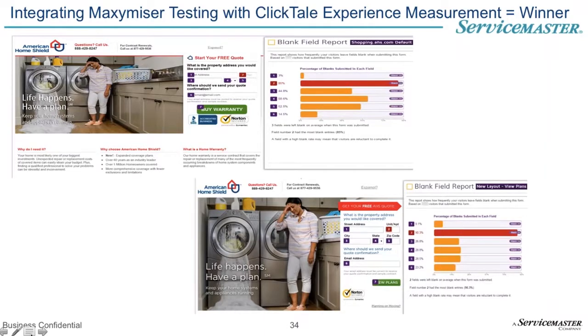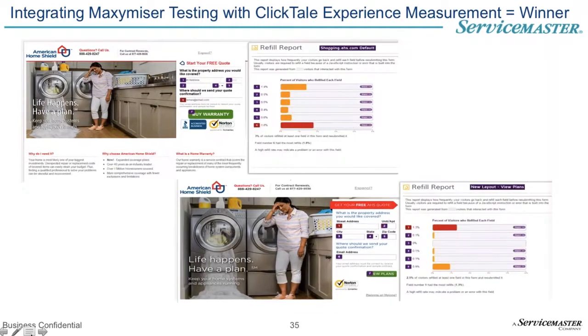What was also really nice is that we liked how Clicktale had identified each field with the same numbering convention on the page as it did in the report. We also looked at the refill report to see if more visitors were going back to a certain field to complete a particular form field. But it too showed that the new layout performed better than the Control. So again, we were stuck with a question as to why View Plans was performing so much worse than Buy Warranty.